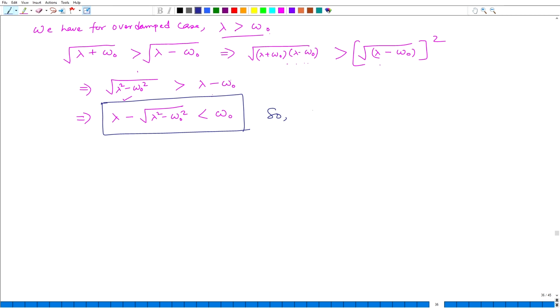And so, again, e to the power minus lambda minus root over lambda square minus omega 0 square, times t, is less steep than e to the power minus omega 0 t. That we can always say. That means this one is decreasing much more quickly.